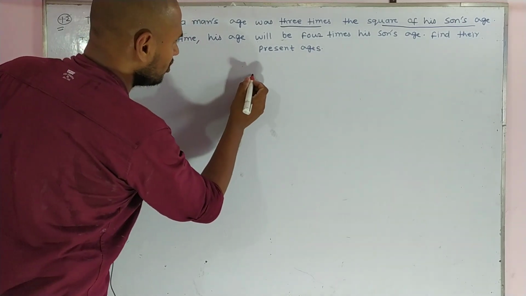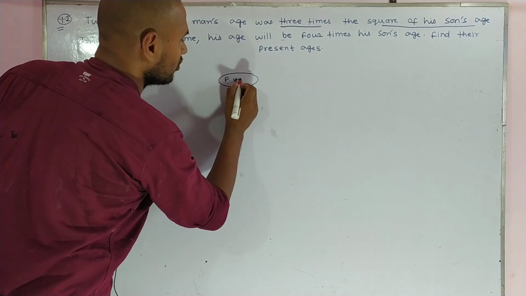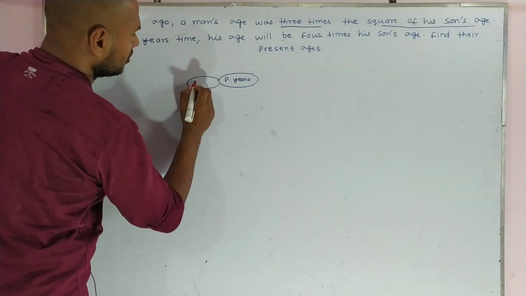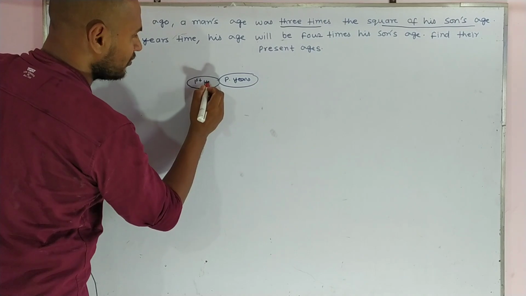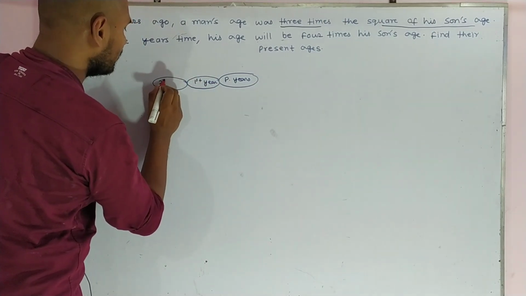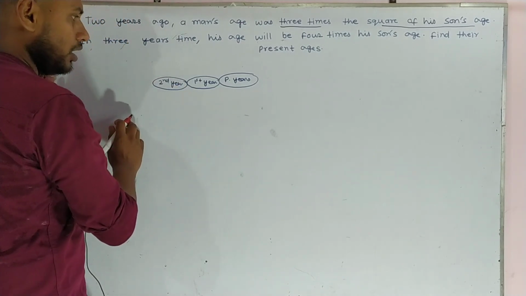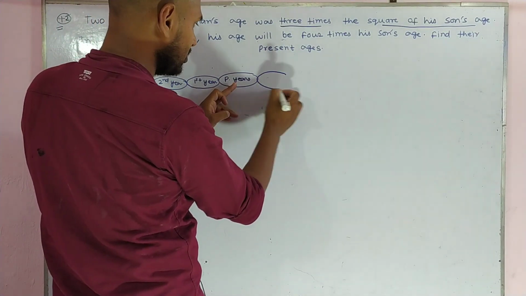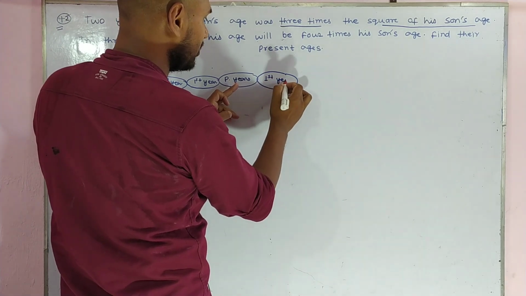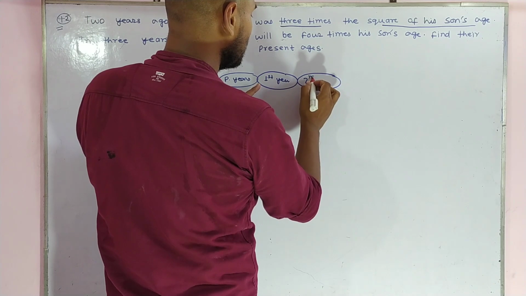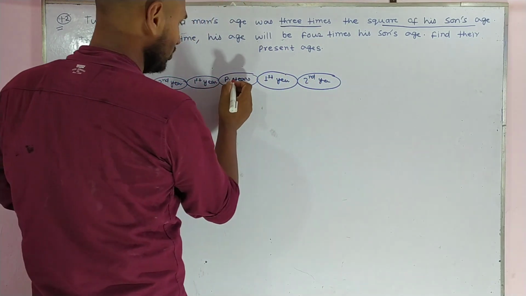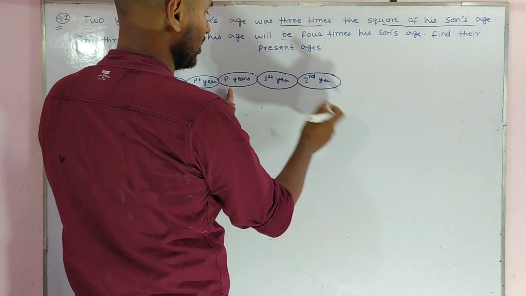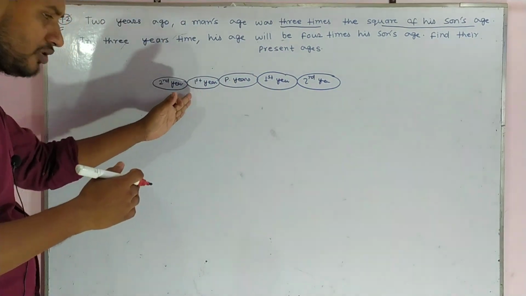Let us see. Suppose this one is the present year. And 2 years ago means this one, first year before, and again this one the second year before. This one is the present age, and after it, this one is the first year after, and again this one the second year after. On the right side we take first year after and second year after, and on the left side we take first year before and second year before.